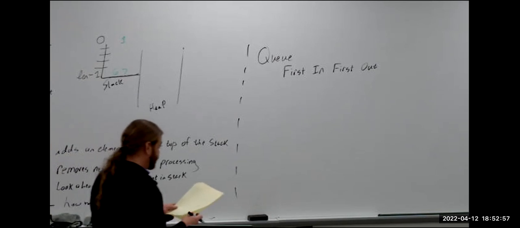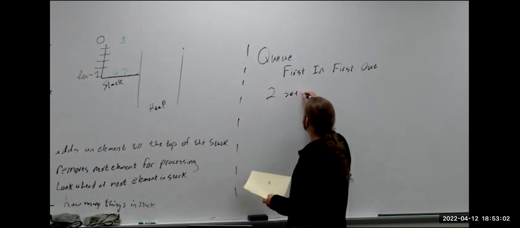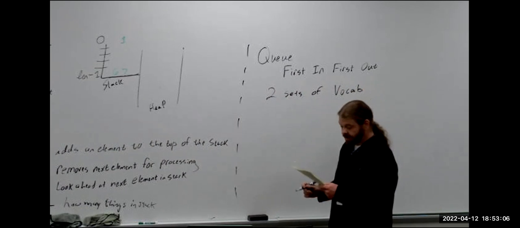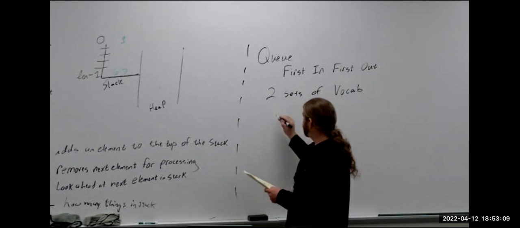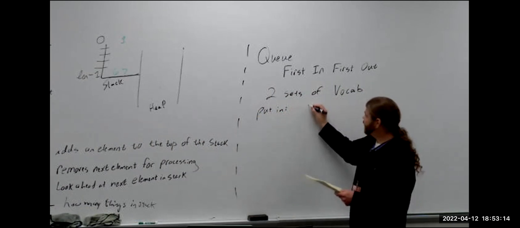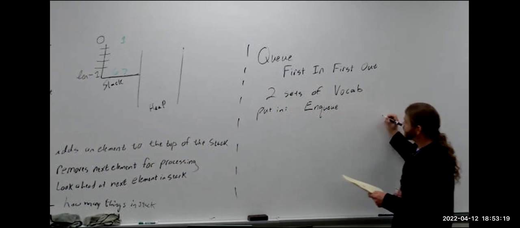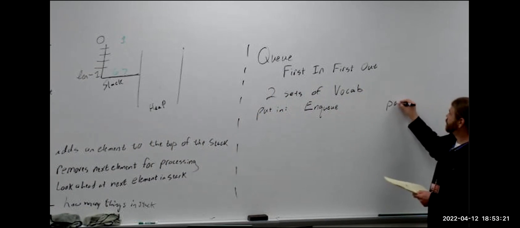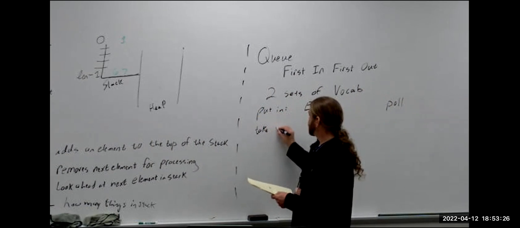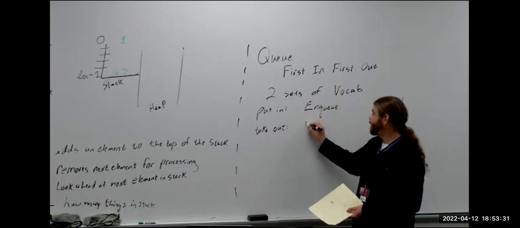The big difference with queues is there are typically two sets of vocab to go with them. So to put stuff in a queue, we have either the words enqueue or offer. And to take out is this word.